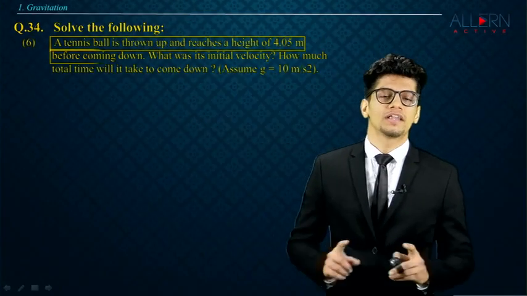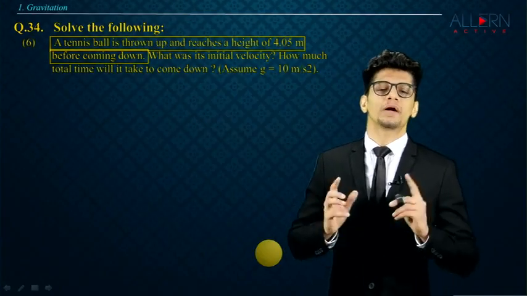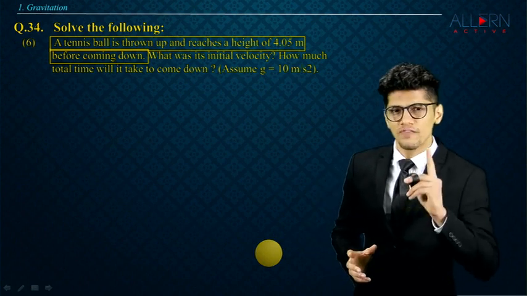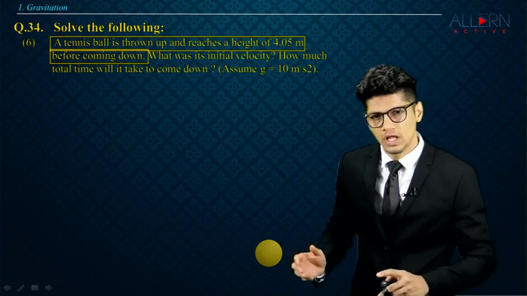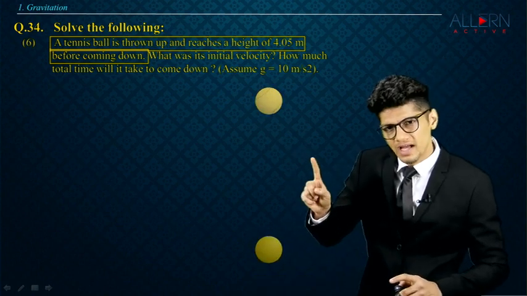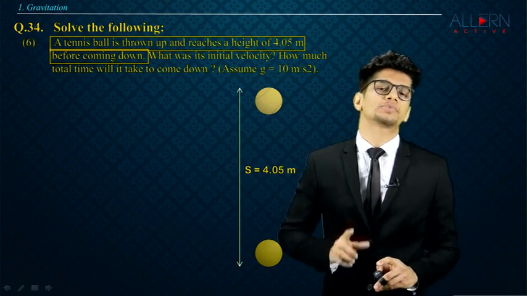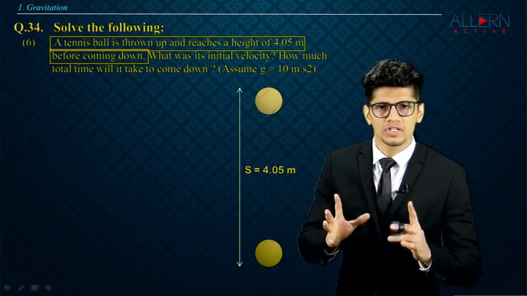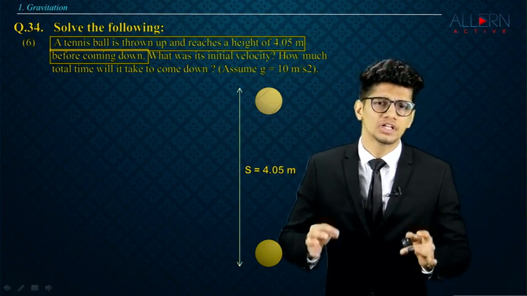So in this question, we have a tennis ball which is thrown in the upward direction and it reaches a height of 4.05 meters and it comes down. So let us have this ball and let us throw this ball in the upward direction, reaches a height of 4.05 meters and comes down again.